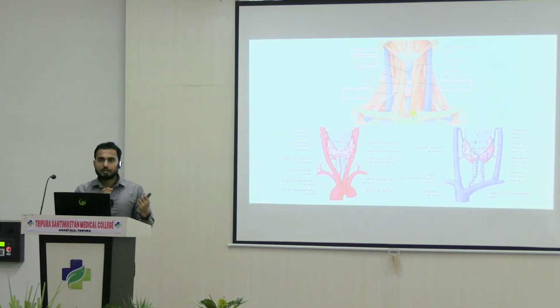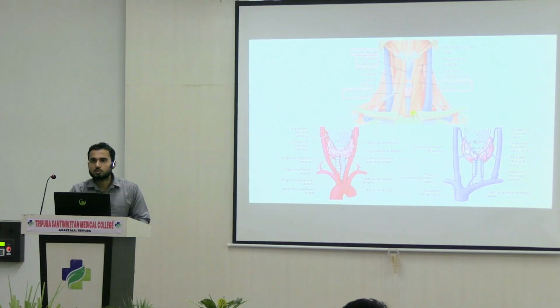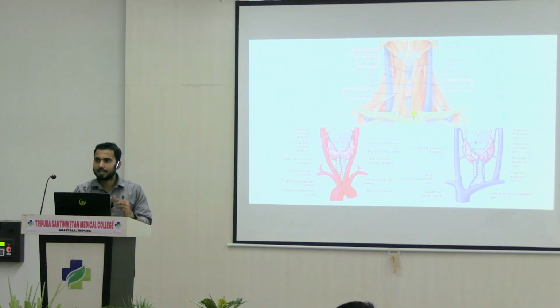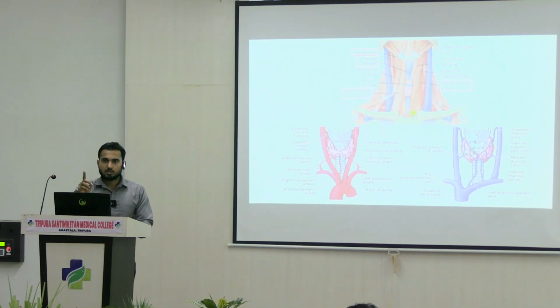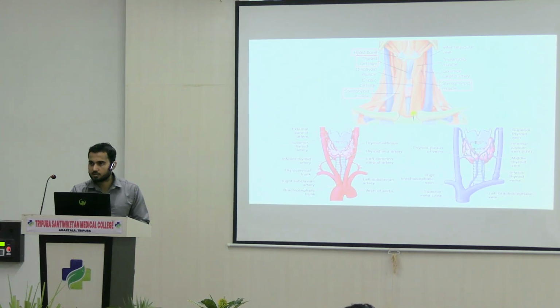Okay. Now, as I have shown, it is such a huge gland, so one source is not enough to supply the entire gland. That's why two arteries are there, one from above, another from below. And along with that, some additional or reinforcement branches are also there, which supply the gland.